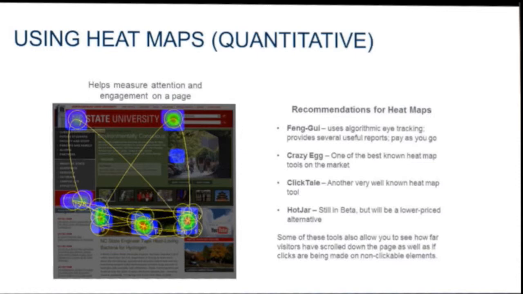So if I saw this kind of data, I'd say, let's run a split test and let's find out, let's move these elements that have a lot of activity higher up on the page and see if that increases engagement. It's a very simple tool that you can use to help you come up with testing ideas. Fingui, Crazy Egg, ClickTail, Hotjar, these are all third-party tools that you can sign up for. They're relatively inexpensive, and you can start collecting this data right away.